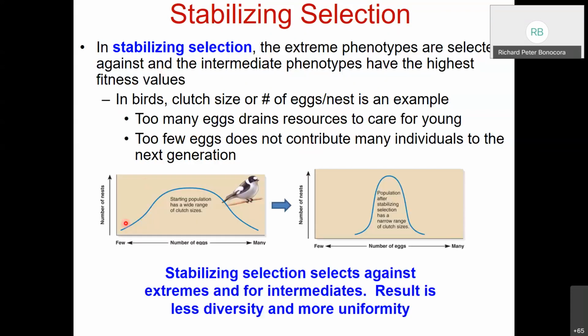So if a population starts out with a range in the number of eggs, over time this is going to become a tighter curve, and the population is going to have only a specific number of eggs, in a very small range. The extremes don't occur very frequently. The result of this is less diversity. This is more uniform, whereas disruptive selection, as we've just seen, increases the diversity.